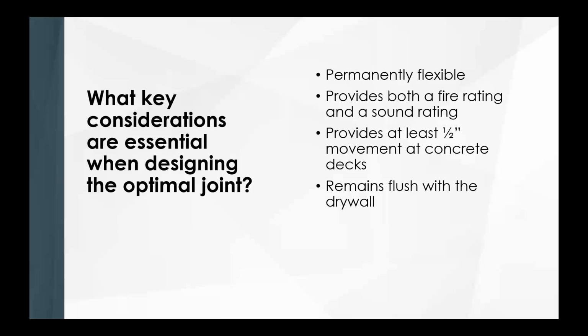Then, for aesthetic purposes, if I'm designing it, I want to make sure that it remains flush with the drywall. In other words, there are some materials where you might have a recessed joint, which again, is fine, but if you're looking for something aesthetically pleasing, you want it flush with the drywall, so that'd be another thing to look at. You want to make sure it's crack resistant.